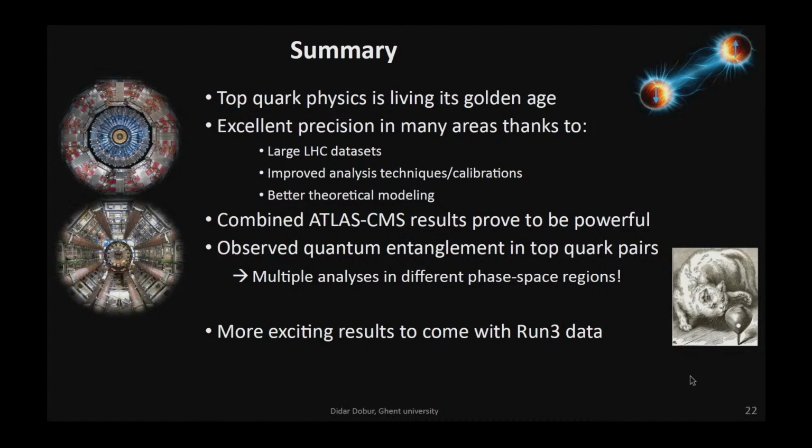Okay, I think we can say that top quark physics is living its golden age. We have reached excellent precision in many areas, and the combination of ATLAS and CMS results proved to be powerful. We have also observed quantum entanglement in top quark pairs, which is the first time of its kind at these high energies, by multiple analyses and in different phase space regions. And I believe Run 3 data will bring even more exciting results.